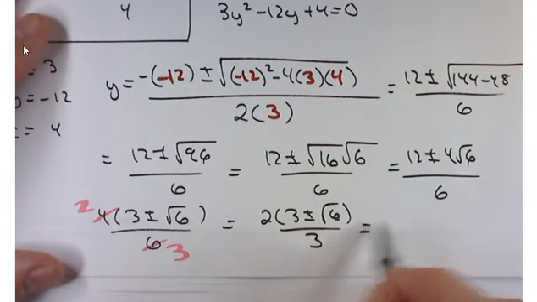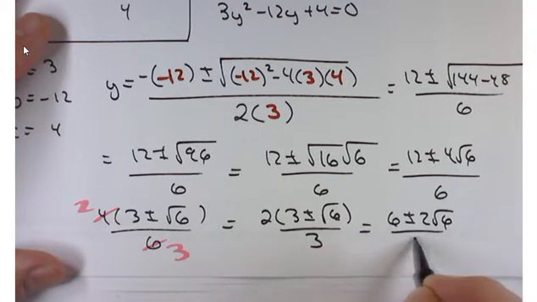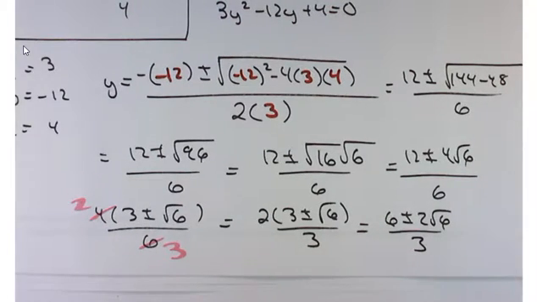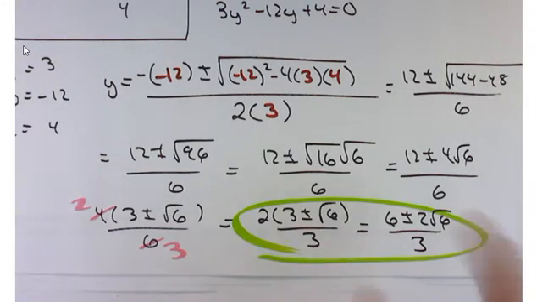Or you could distribute it. You can do 6 plus or minus 2 square roots of 6 over 3. Either one of those is fine. The big thing is to finish up with that extra cancellation and simplifying the radical here.